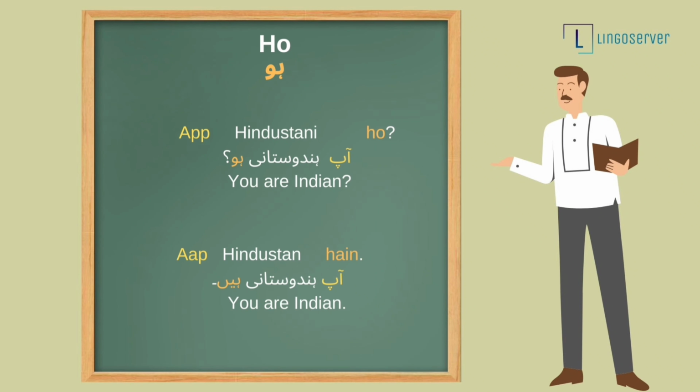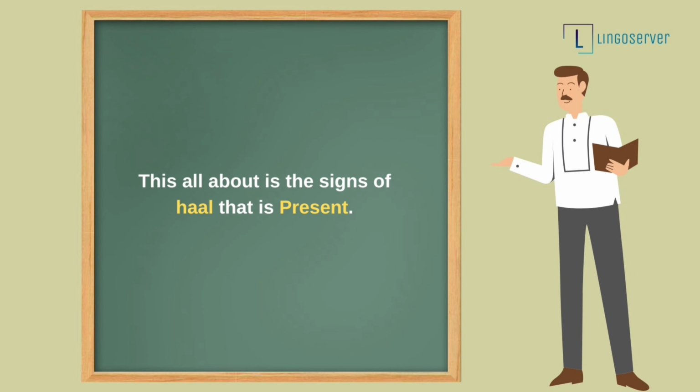As you will say in Urdu, आप हिंदुस्तानी हो, are you Indian? Likewise, आप हिंदुस्तानी हैं. In the first sentence, we have used हो because we are asking him to be an Indian, while in the second sentence, आप हिंदुस्तानी हैं, we see that there is no interrogative context. That is why we used here हैं, not हो. This is all about the tense of हाल, that is present.